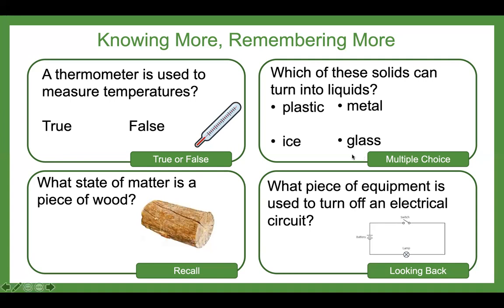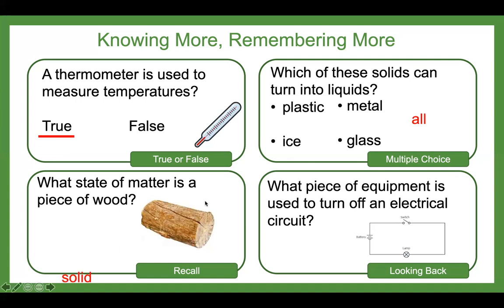Okay, let's see how we did. So the first question was, a thermometer is used to measure temperatures. The answer is true. We do use a thermometer to measure temperatures. The next question, which of these solids can turn into liquids? It is in fact all of them. Plastic, metal, ice and glass can all be turned into liquids as long as they are heated above their melting point.